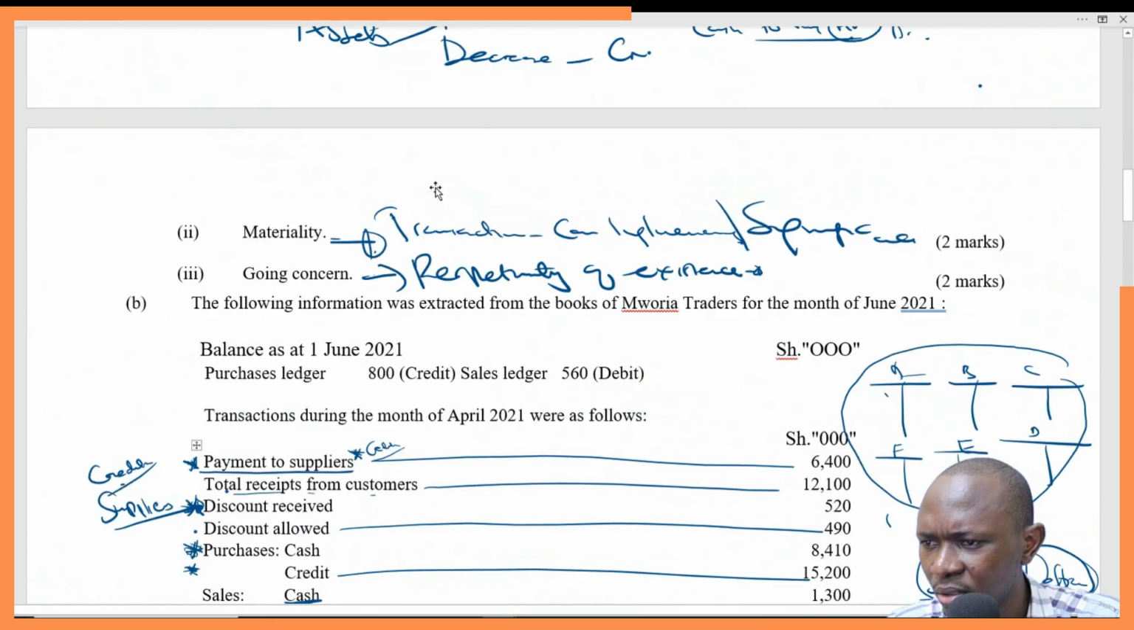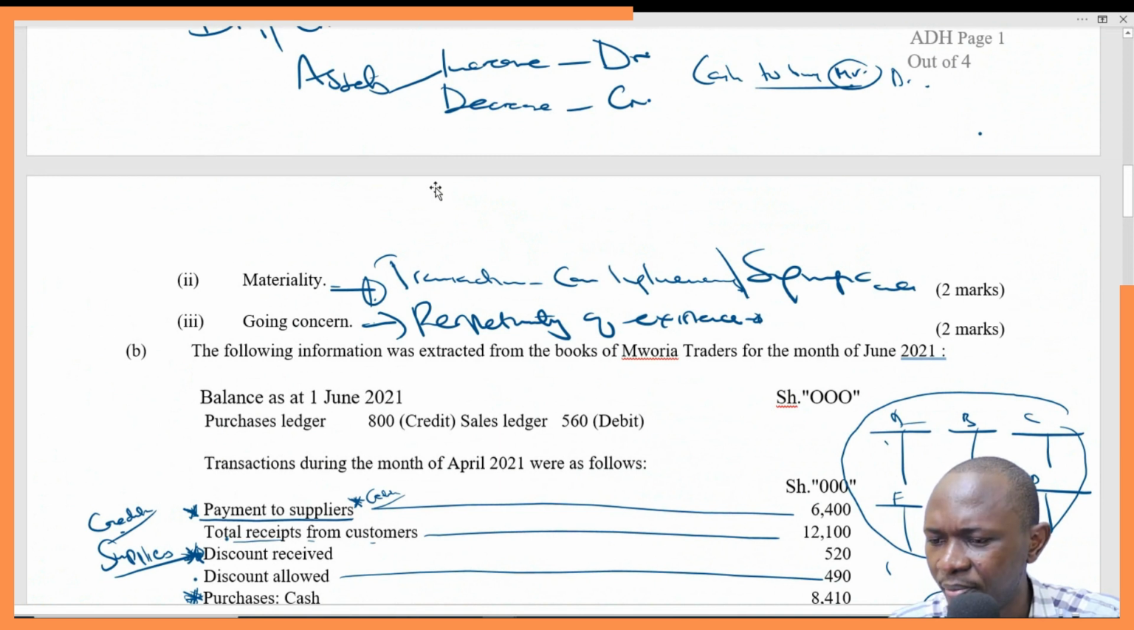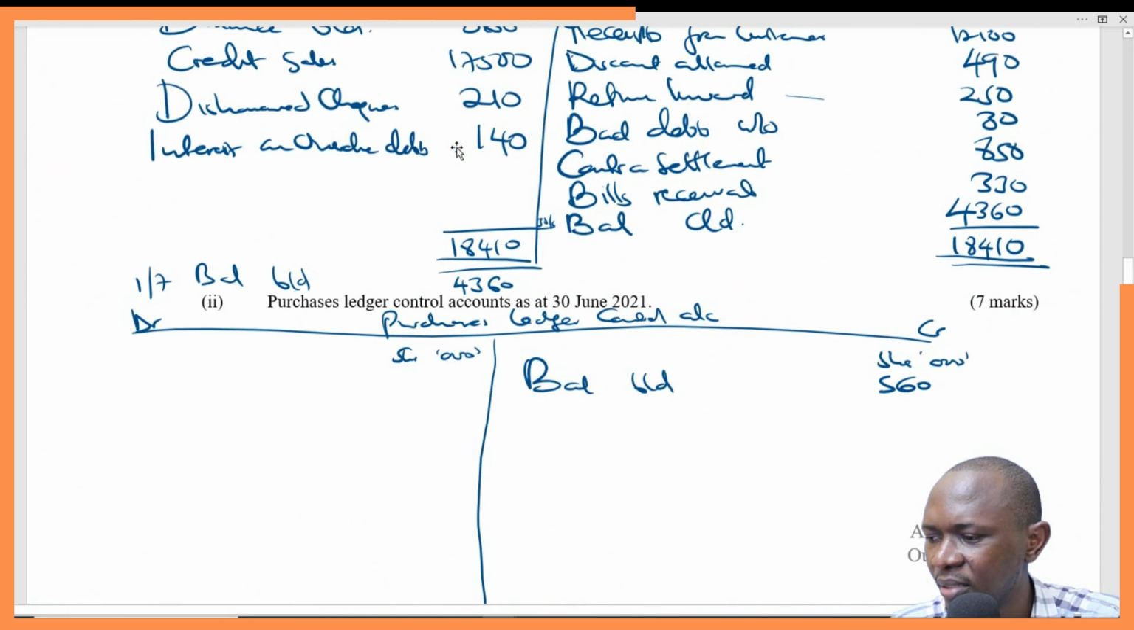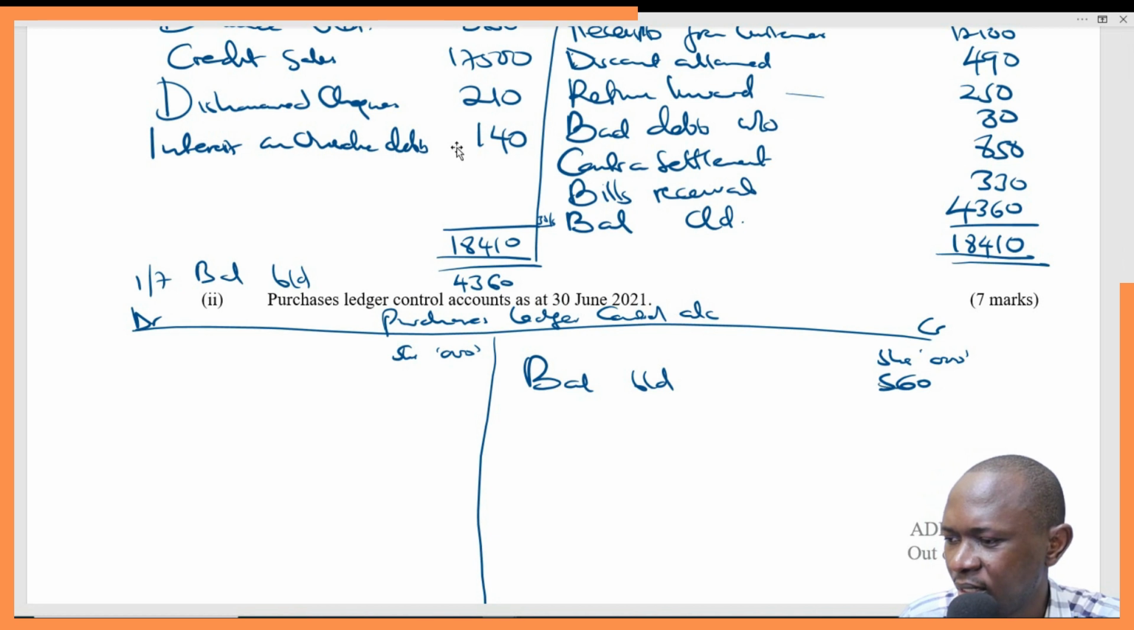Not 560, 800. Purchases ledger is 800 credit balance. 800 credit balance. And then we move on.